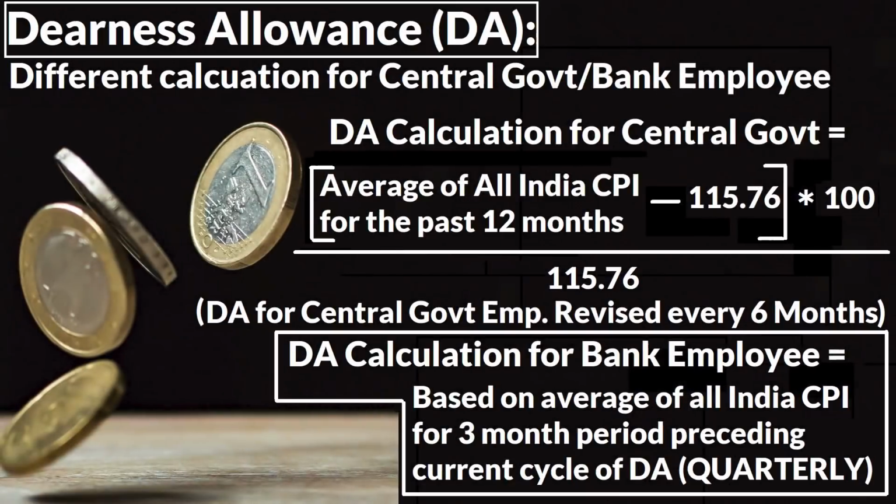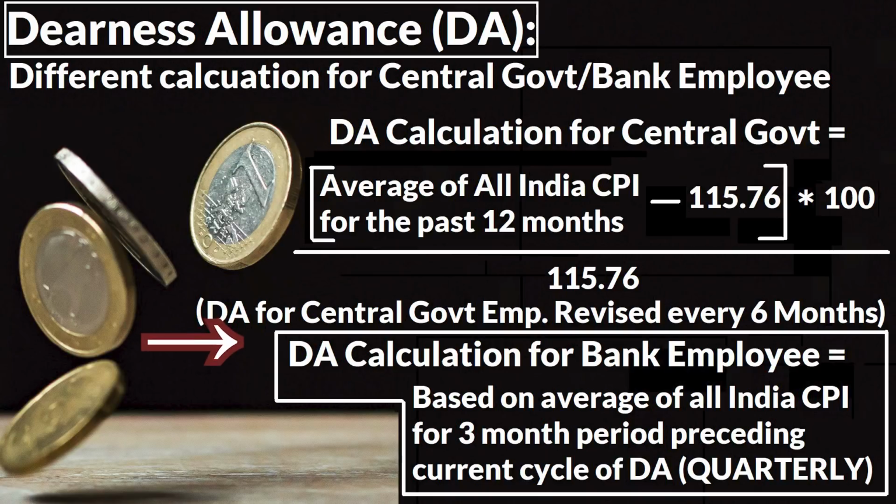I'll show you. As you see, there is a difference between the calculation of DA of a central government employee and a bank employee. For a central government employee, the DA is calculated as the average of the All India Consumer Price Index for the past 12 months minus 115.76, into 100, by 115.76. And remember that the DA for the central government employees is revised every 6 months.